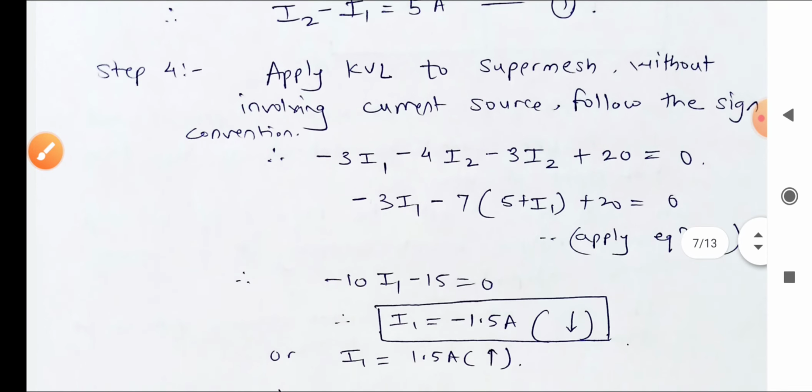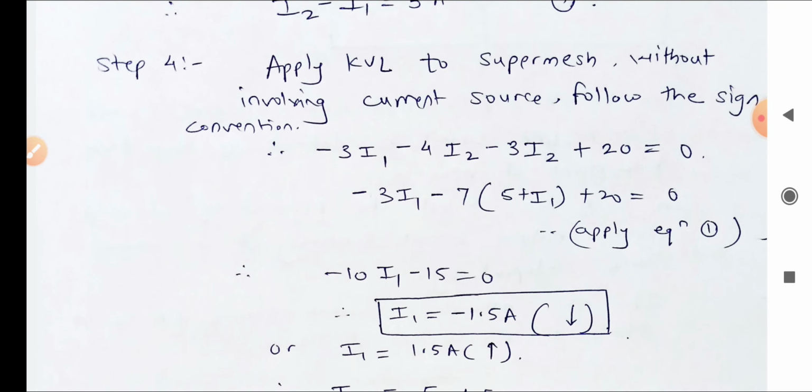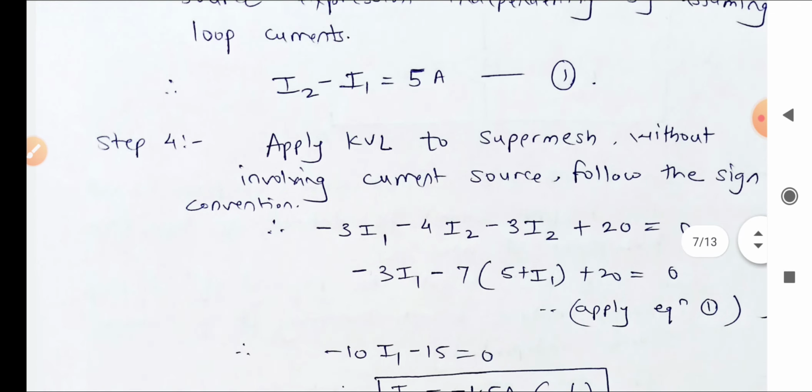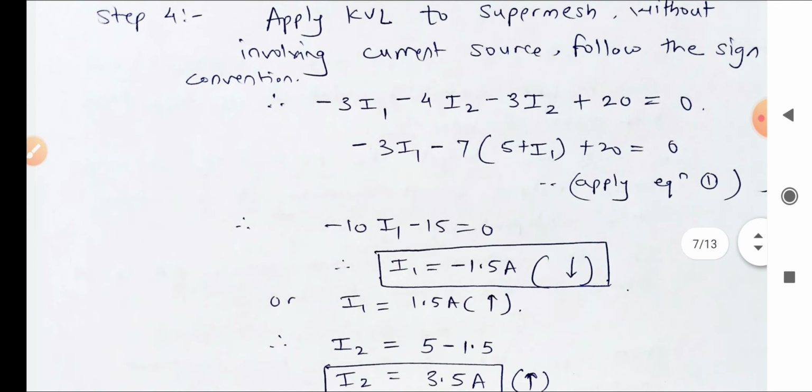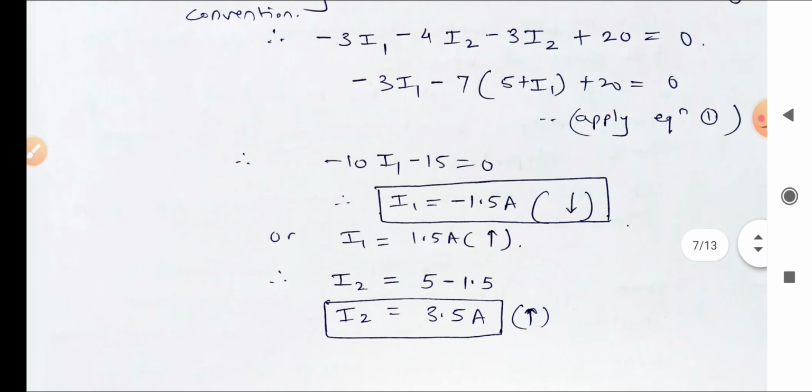By simplifying this equation, we can get it as minus 10 into I1 minus 15 is equal to 0. Now why is it like that? Because I already know the equation for I2 and I1: I2 minus I1 is equal to 5 ampere. So from that I can put the value of either current in this equation, simplify it, and get the values of I1 and I2.